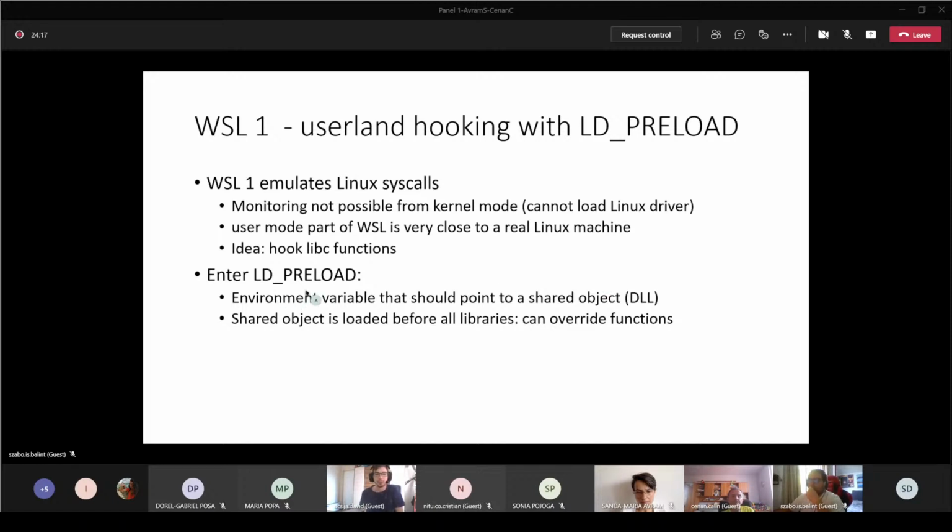LD_PRELOAD is an environment variable that points to a shared object, a kind of DLL. And this shared object can override functions. And this allows us for extra monitoring, as you will see in the following slide.